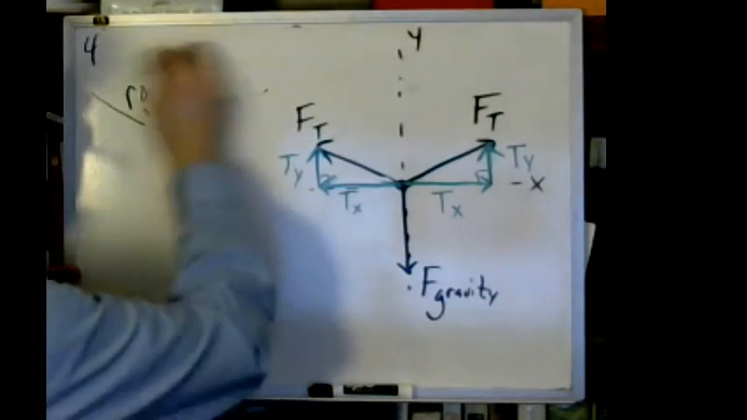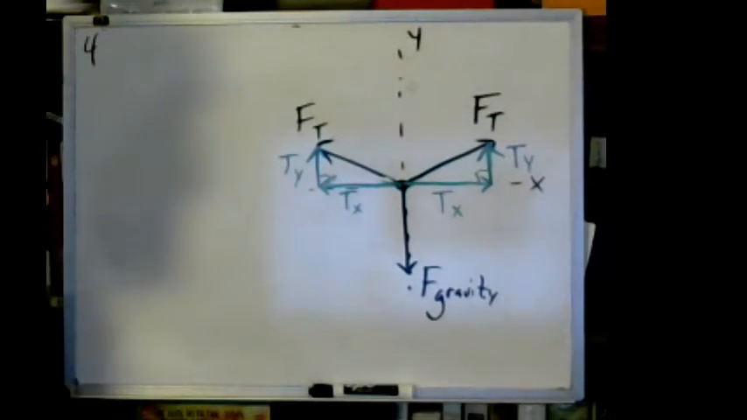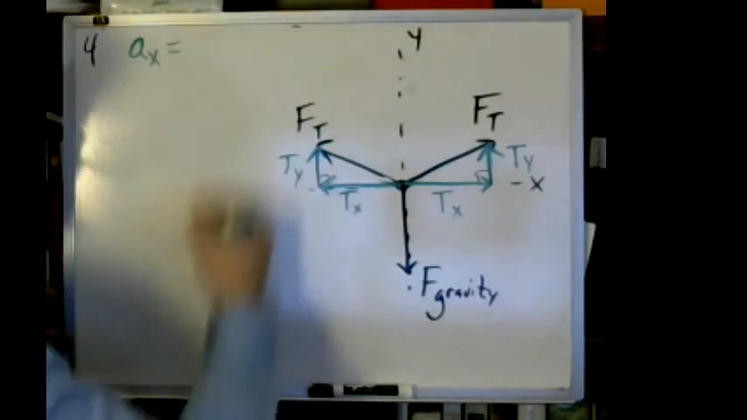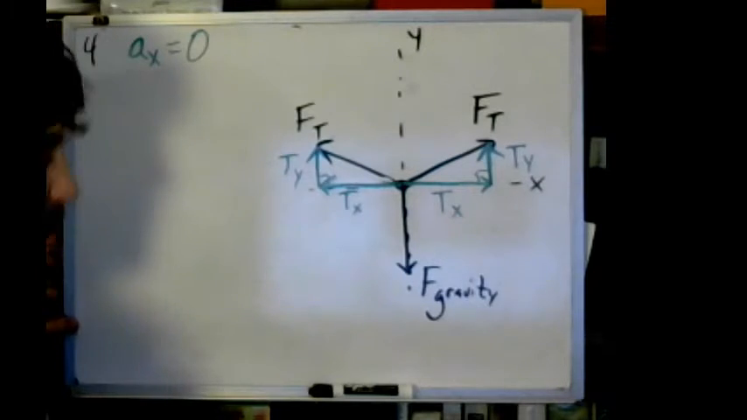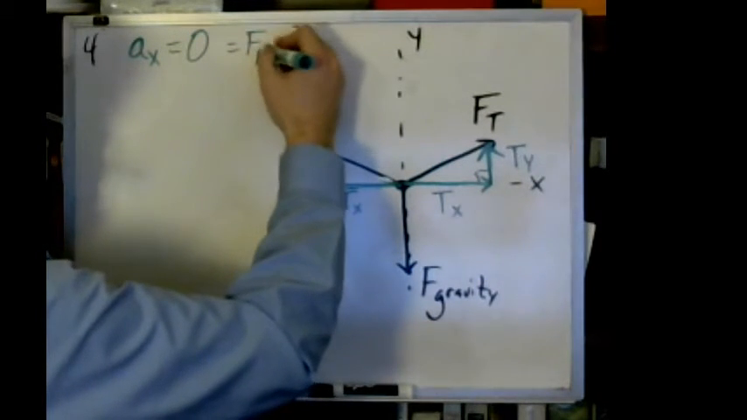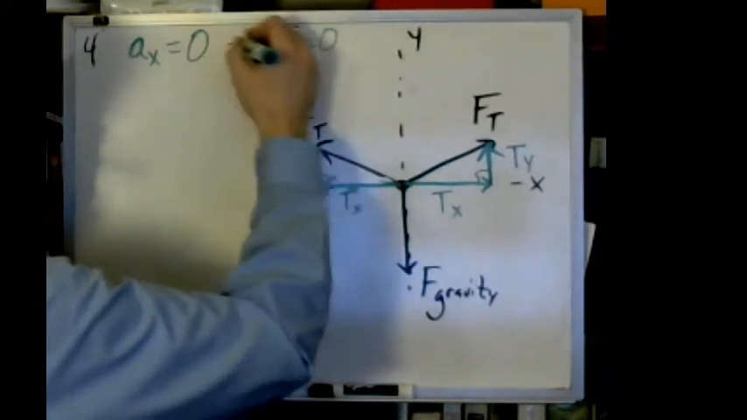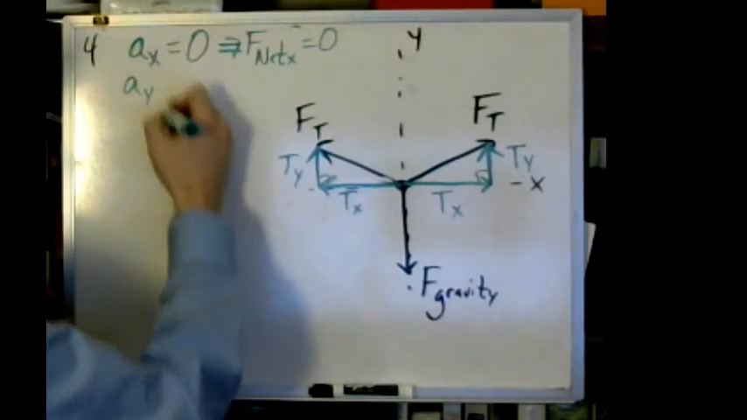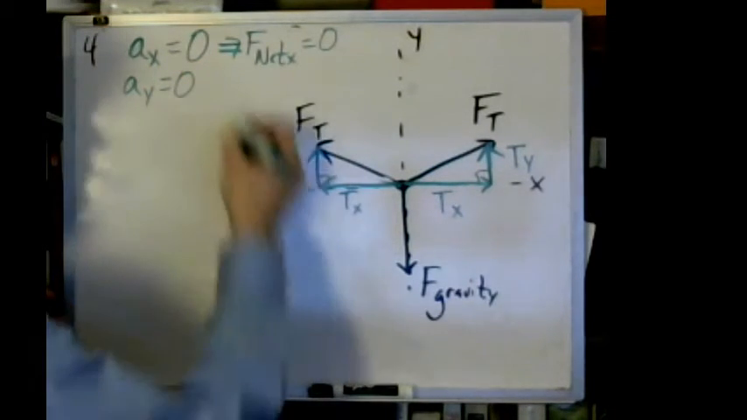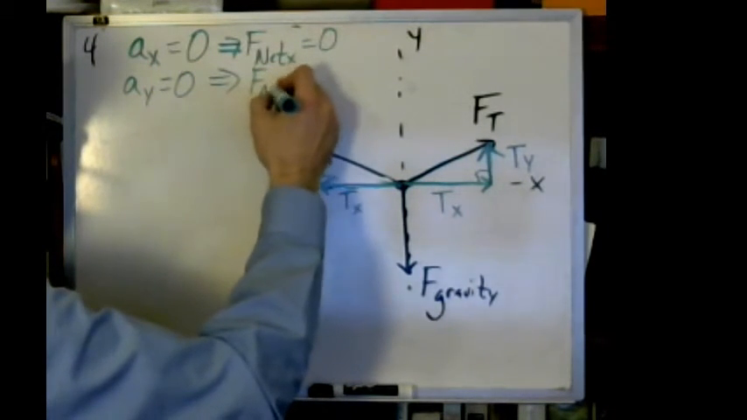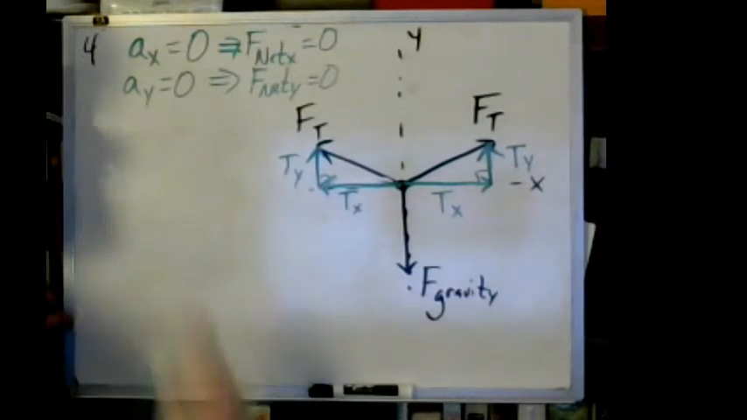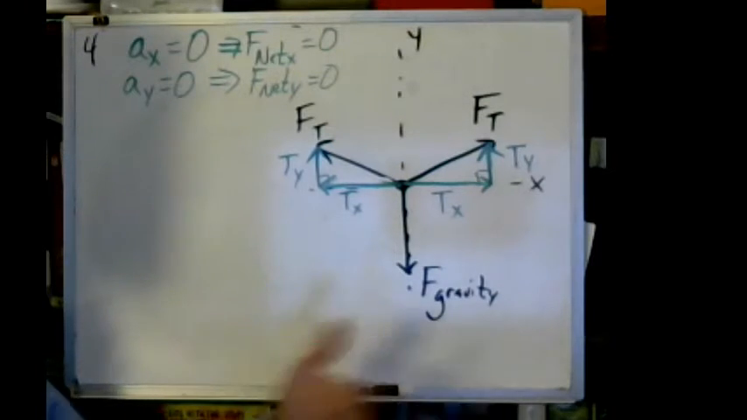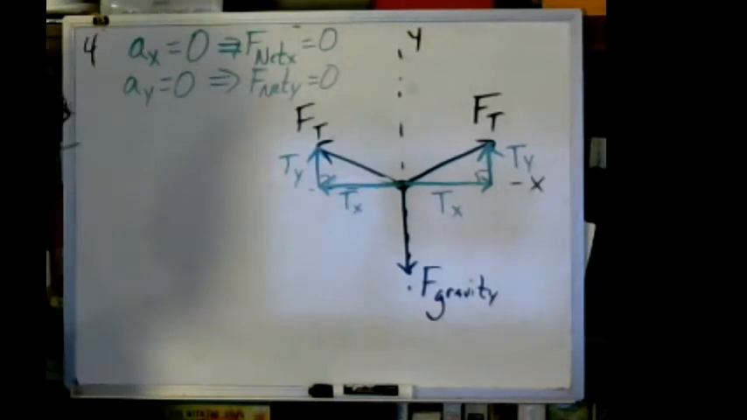Making some space. We know that our man is static. He is not moving. His acceleration to the left and the right is 0. This implies that the net force in the x direction is 0. We know that he is not accelerating up and down. He's not moving at all. This implies that the net force in the y direction is also equal to 0. If we have an unbalanced force, then we must be accelerating in the direction of the unbalanced force.